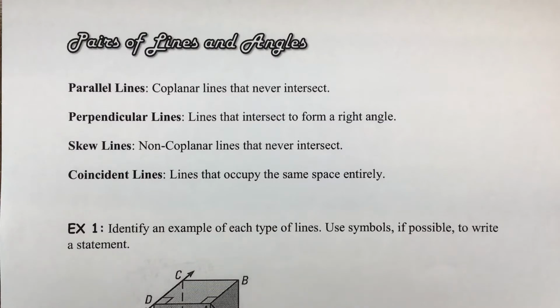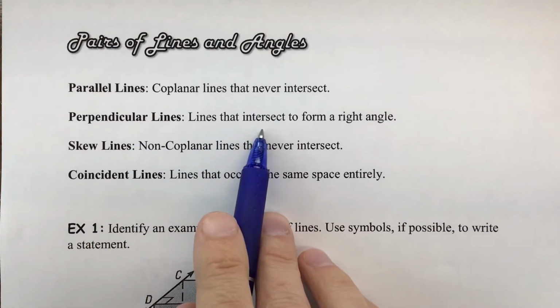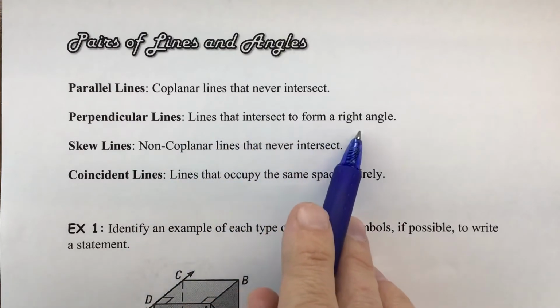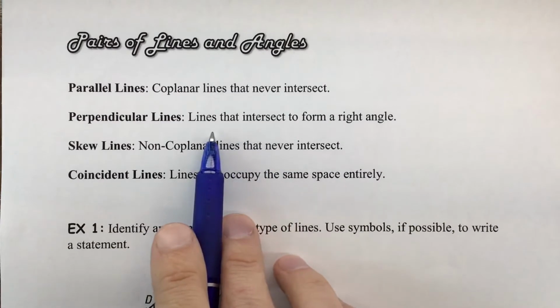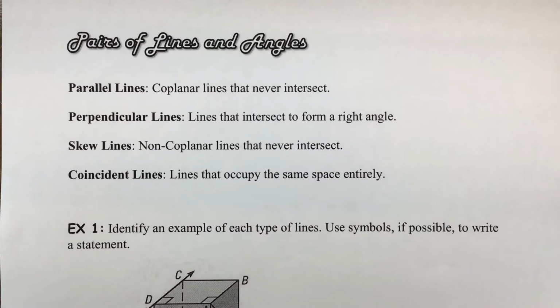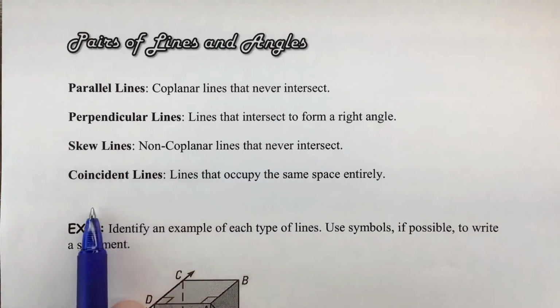Perpendicular lines are going to be lines that do intersect, so we'll be looking at two at a time here. They would be two lines that intersect to form a right angle. And again, these will also be coplanar. We don't actually have to state that in the definition because they will just end up being coplanar. All right, the others that you might not be familiar with here are skew lines and coincident lines.